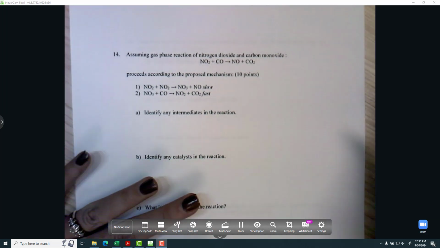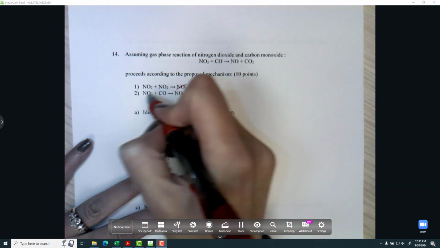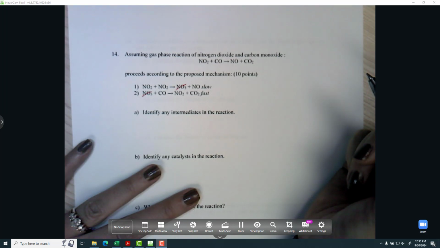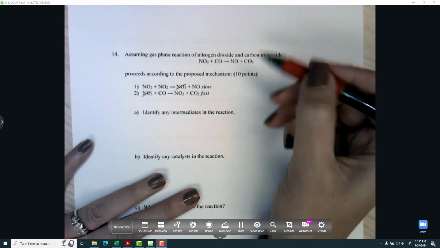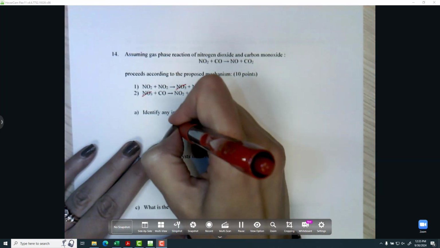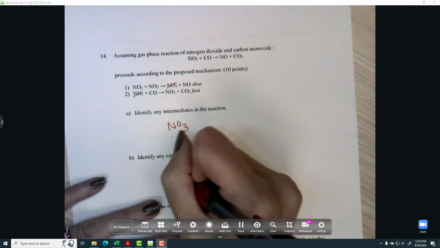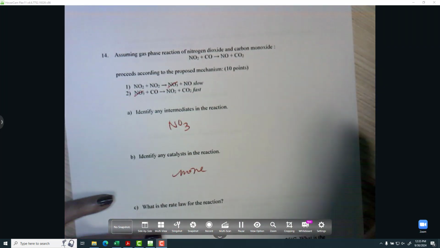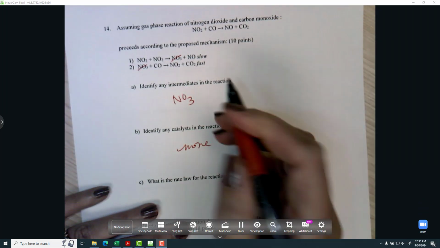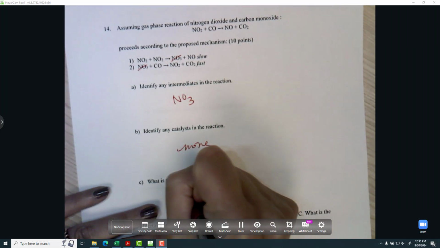All right, looking at a reaction mechanism, I'm looking for intermediates. An intermediate is something that's made in an early step and used up later, so that would be NO3, and that's the only one. A catalyst would be something that I put in an early step and get back later. I don't see any of that. I do see NO2 cancels, but that's a reactant.